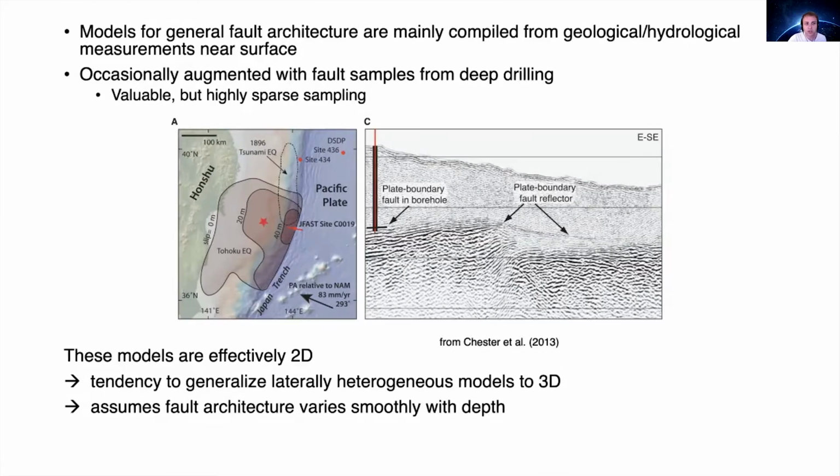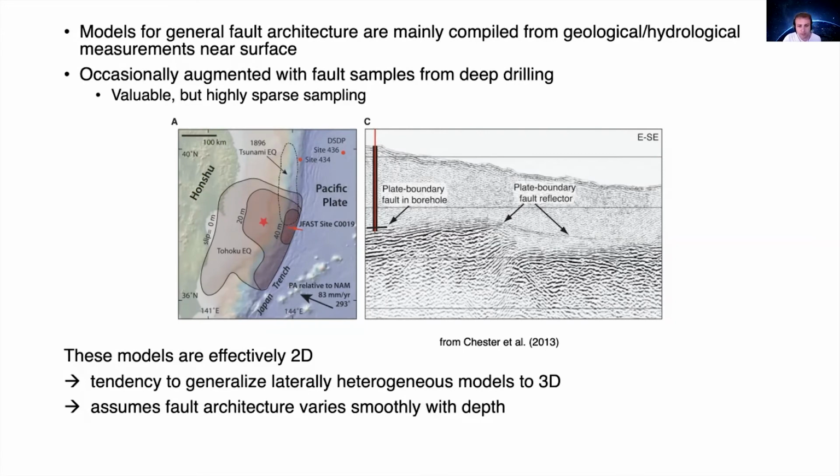And occasionally we can augment these models with fault samples from deep drilling projects. So for example, this JFAST project, where they drilled down into the megathrust that produced the Tohoku earthquake in 2011. And so they can take these samples out. They're extremely valuable because you're measuring it right on the fault at depth. But the issue with this is that it's highly sparse. And so we take this one sample or a handful of samples from a handful of sites, and we then try to infer something about what's happening everywhere else using this information. And I think, in a lot of ways, that's the best that we can do.